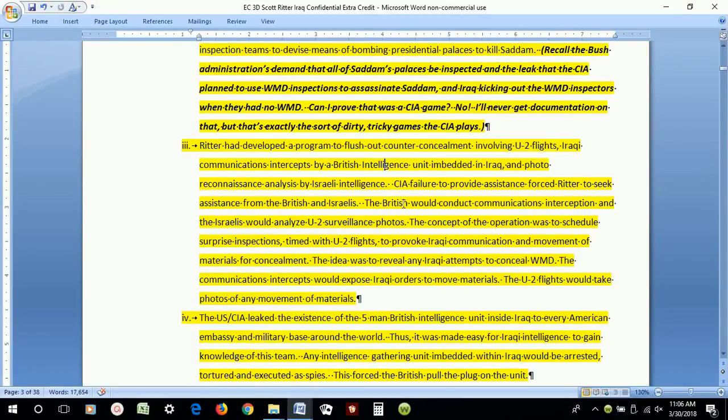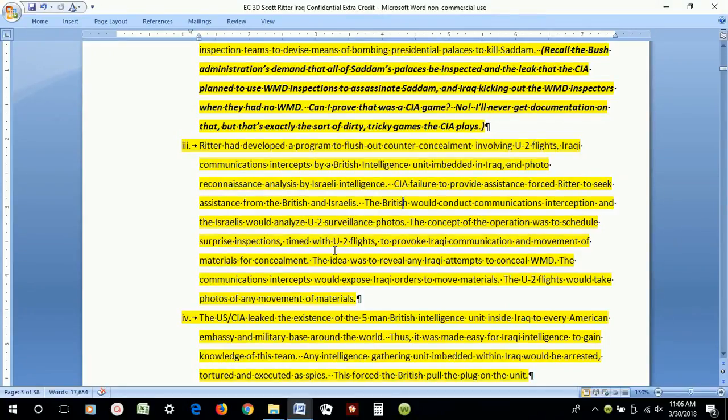So Scott Ritter, on his own, gets a British intelligence radio intercept group to capture the communications, right? The British would conduct communication interception, and Israelis would analyze U-2 surveillance photos. The concept of the operation was to schedule surprise inspections timed with U-2 flights to provoke Iraqi communication and movement of material. So the idea is, you have them overhead, you have your radio intercept groups ready, and then you jab with an inspection.